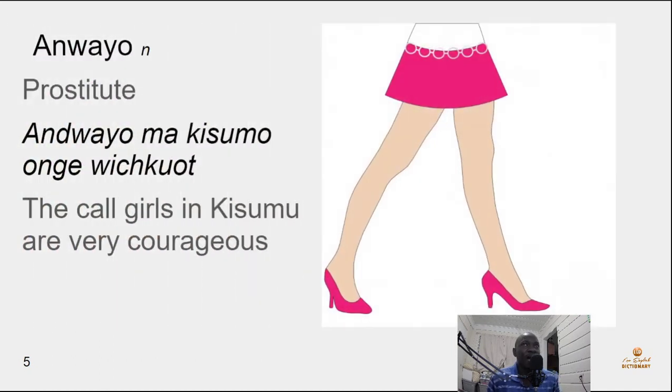Then our last word of the day is also andwayo. Sorry, I missed the D. Andwayo is a prostitute. And in a sentence, you can say, andwayo makisumo onge wich kuot. So that means the call girls in Kisumu are very courageous.